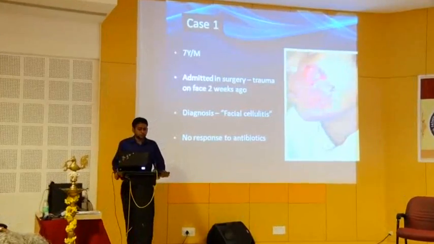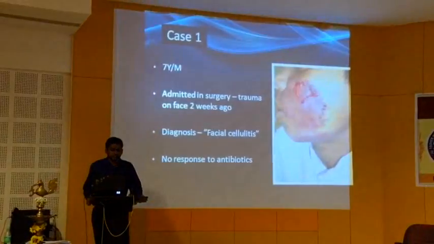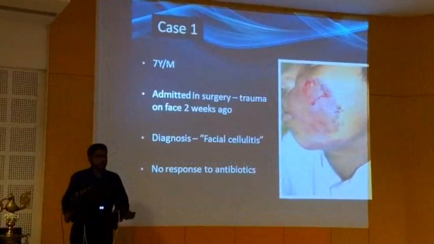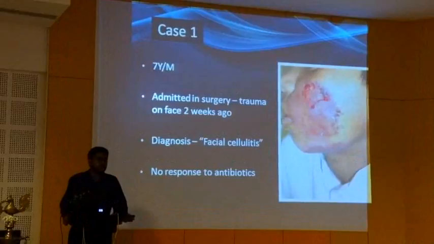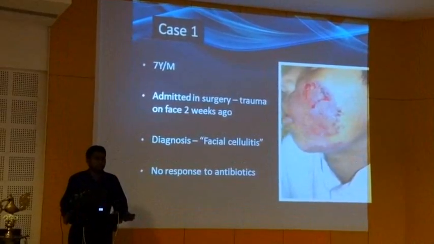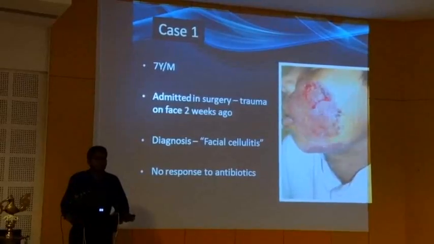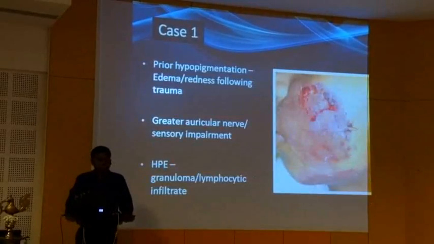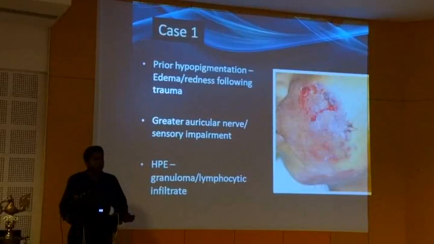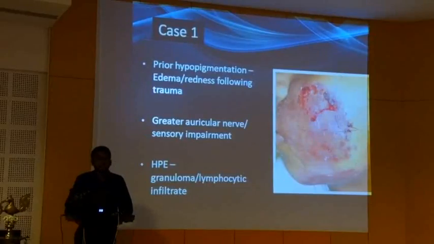The first being that of a 7-year-old boy who was admitted in surgery due to trauma on the face 2 weeks ago. He was diagnosed as facial cellulitis and started on antibiotics. A dermatology reference was sought when he did not respond to the same. A detailed history revealed presence of a hypopigmented area prior to trauma and the development of edema and erythema following it. There was also enlargement of the left greater auricular nerve and also sensory impairment over the lesion.